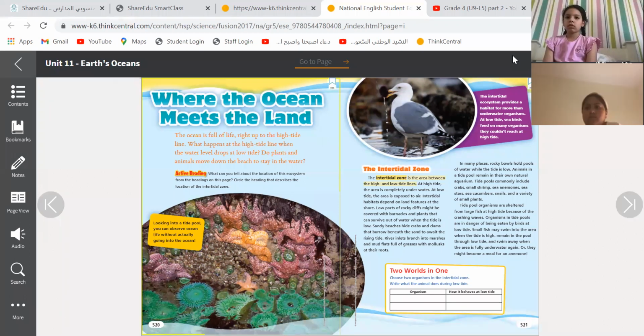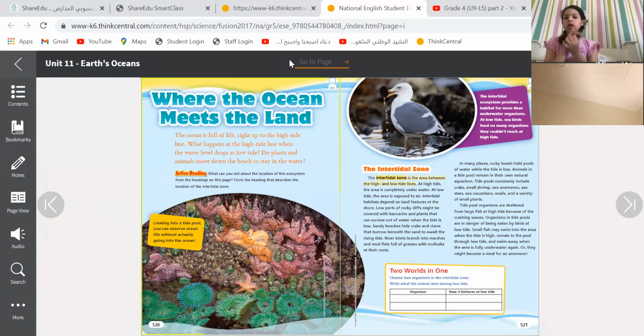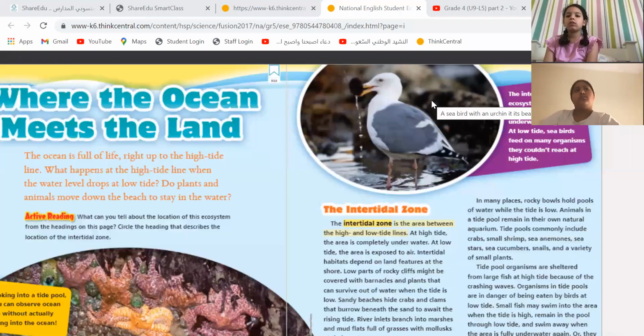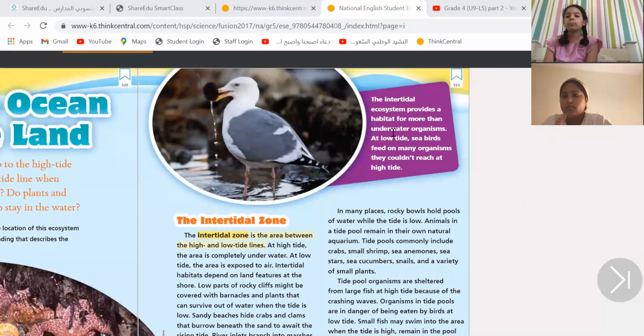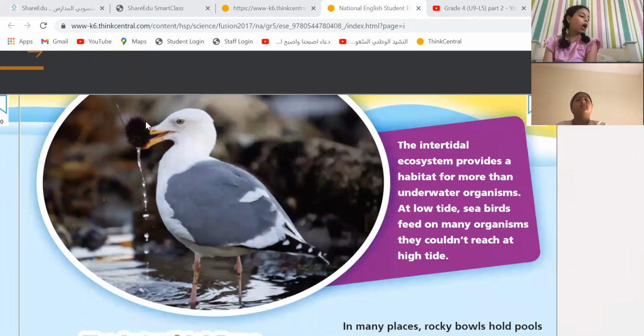Okay, who benefits from a low tide? There are some animals that benefit from a low tide. Can you remember? Look at the picture. Look at this picture. What do you see up here? This is what?